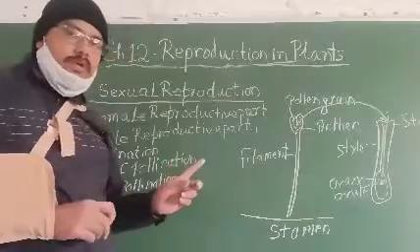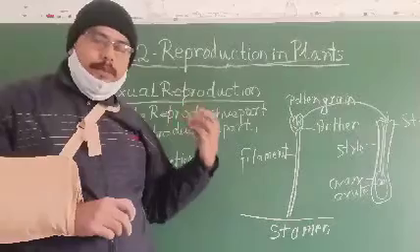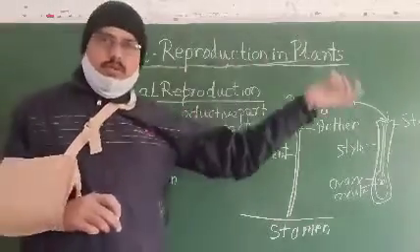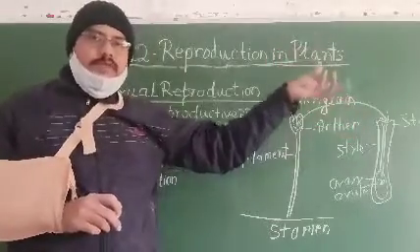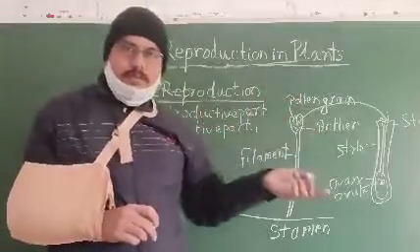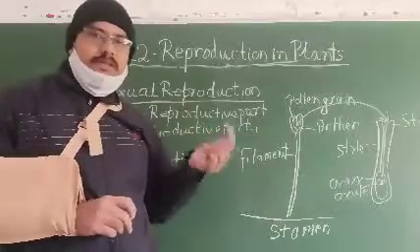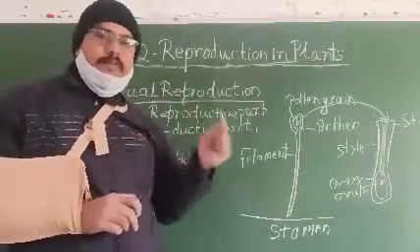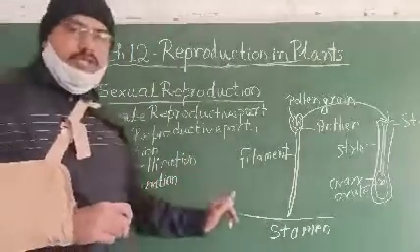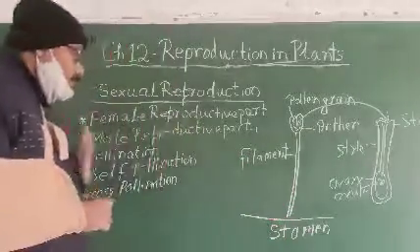In case of unisexual, the pollen grain from one unisexual flower of male gamete transferred to another unisexual flower in which female gamete is present, that is called the cross pollination. But if the pollination is taking place within the same flower, from the male to the female part, it is called self-pollination. So student, today I have cleared these topics.